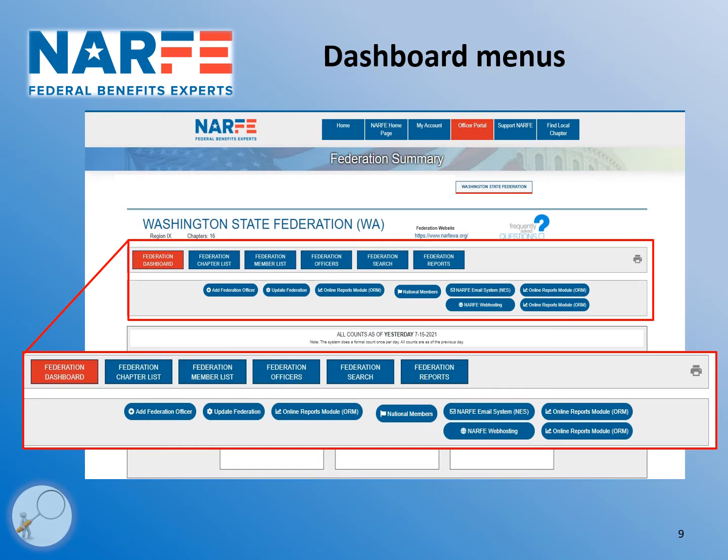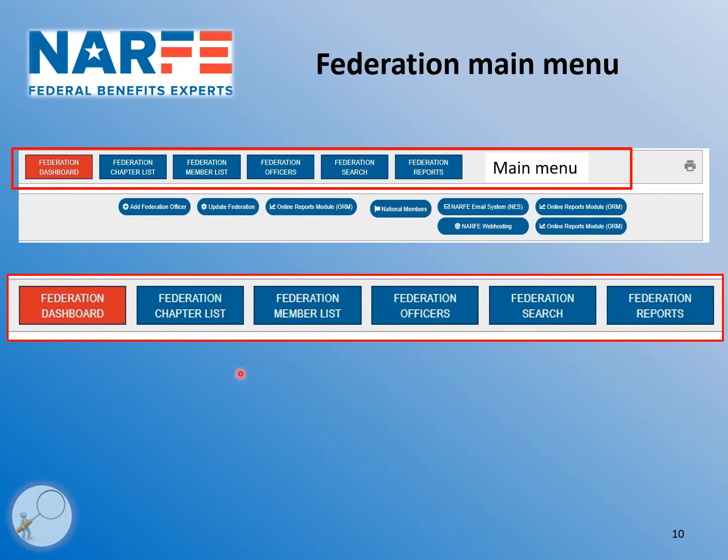This center section between the Federation information and the statistics is the heart of the Association Management System, or AMS. It consists of two sets of menus. The first set, these 6 buttons, are the main dashboard menu.